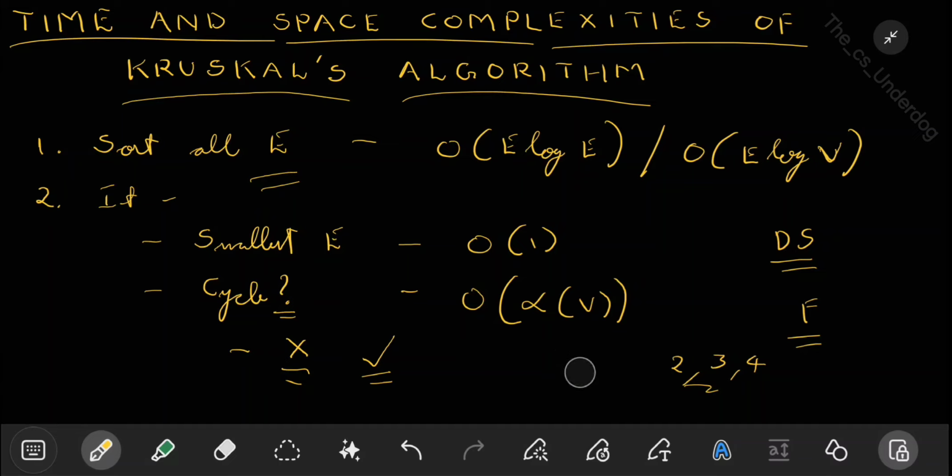But the point is, this is the amortized time complexity of this algorithm. So the find operation in disjoint set data structure has an amortized time complexity of order of alpha of V.